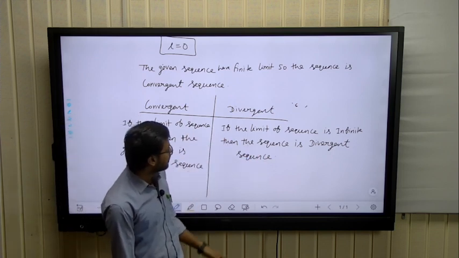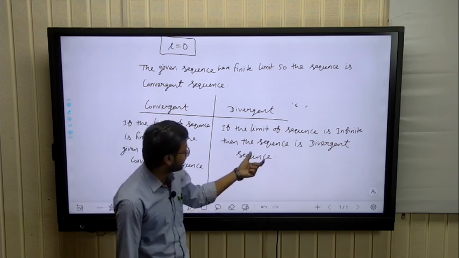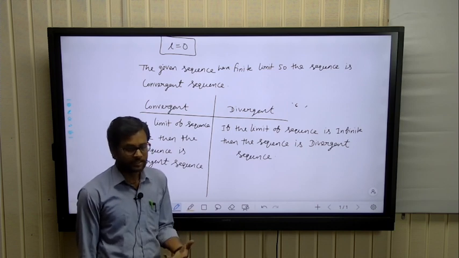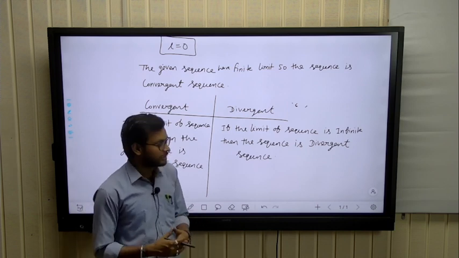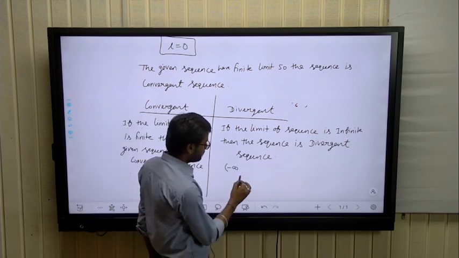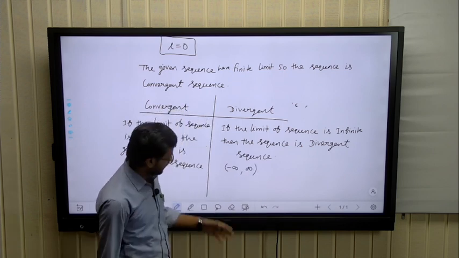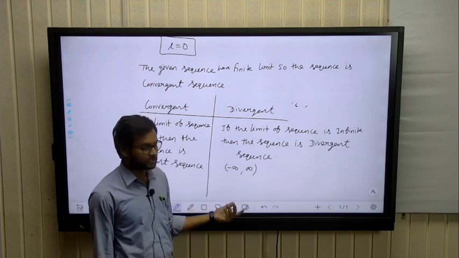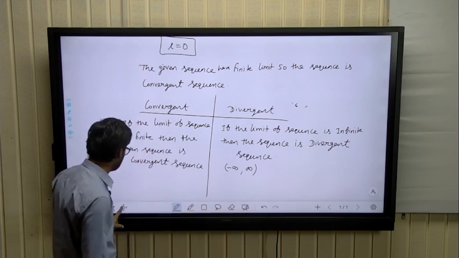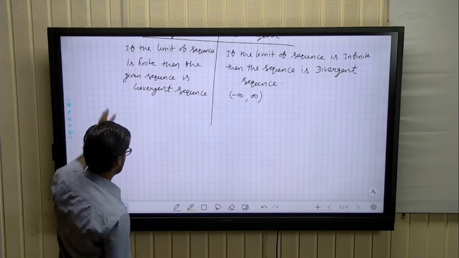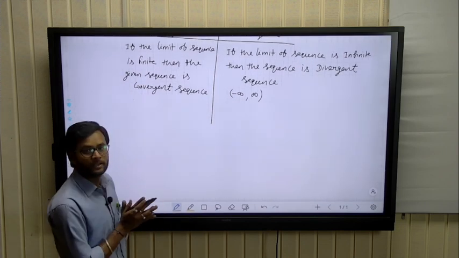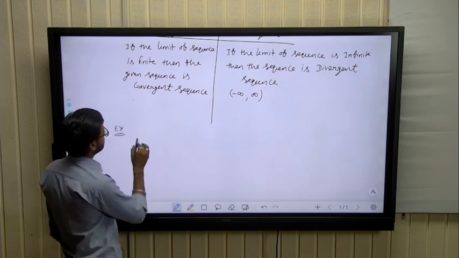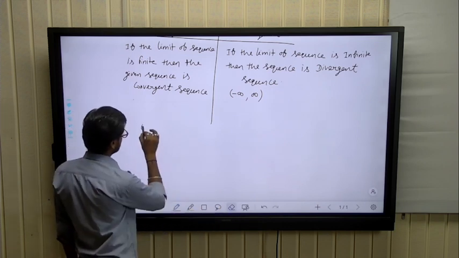Okay. Now, a little confusion for the student here. When we talk about divergent, when we talk about infinity, it means that if the limit is minus infinity or infinity, this is counted as infinity. So this is divergent. Okay, I give an example of a divergent sequence, so that you get a clear picture of what happens in a divergent sequence.